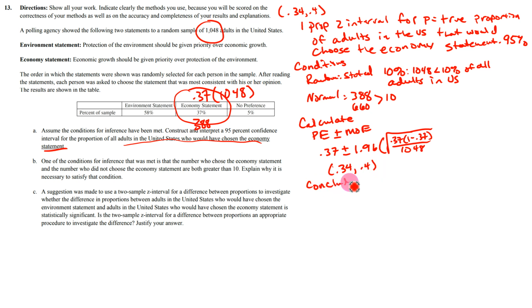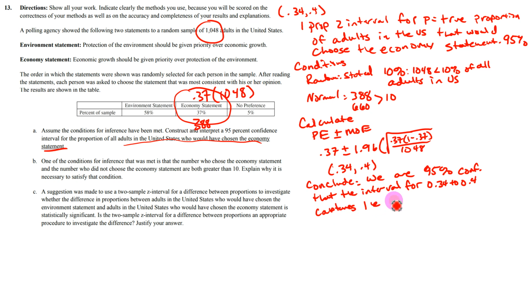Conclude: we are 95% confident that the interval from 0.34 to 0.4 captures the true proportion of adults in the U.S. that would choose the economy statement.